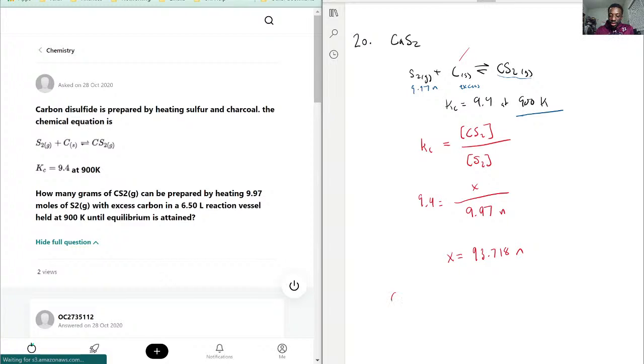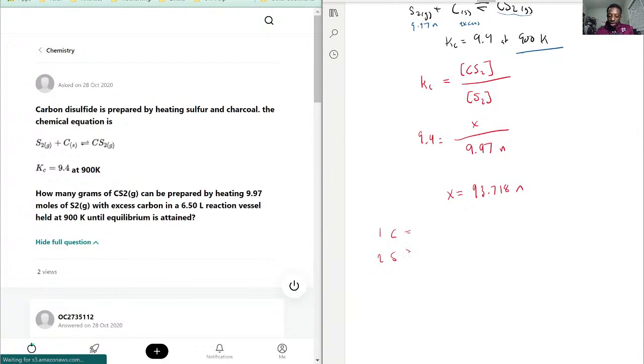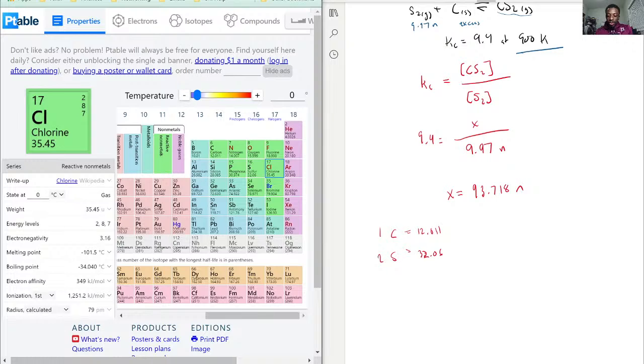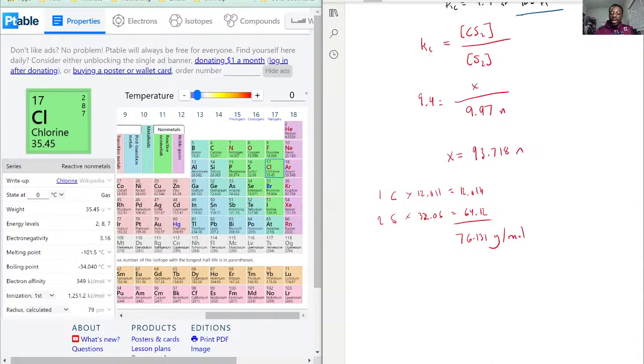So we have 1 C and 2 S. Carbon is 12.011, sulfur is 32.06. Let me just double check. Yep, that is correct. So that's 64.12 plus 12.011. In total, that's 76.131 grams per mole. Okay, so we're going to have a very big number if everything we did was correct.